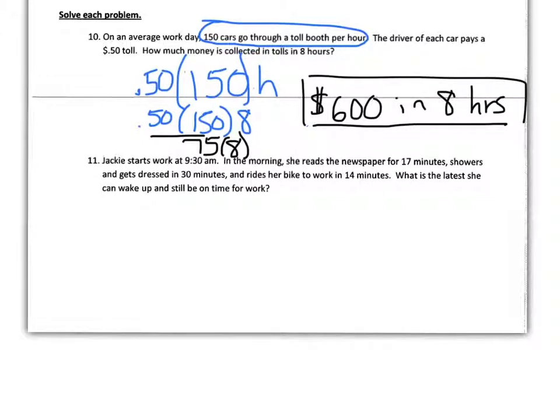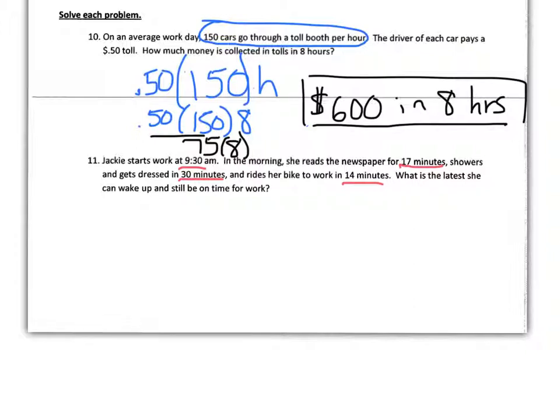Okay, so problem number 11. It says Jackie starts work at 9:30 a.m. In the morning, she reads the newspaper for 17 minutes, showers and gets dressed for 30 minutes, and rides her bike to work in 14 minutes. Okay, what is the latest she can wake up and still be on time for work?